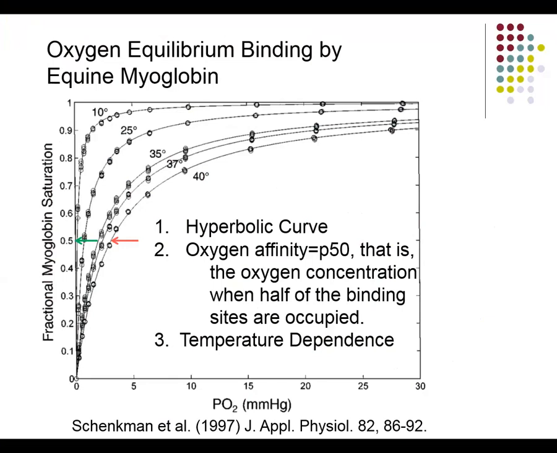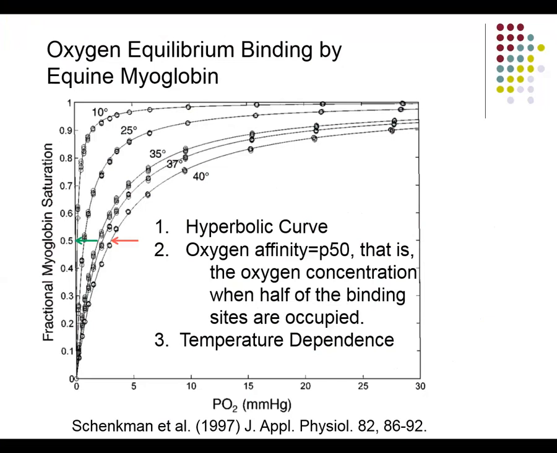Now, we see that all these curves have a hyperbolic shape. The P50 is what we generally use as the measure of oxygen affinity. The P50 is defined as the oxygen concentration when half the binding sites are occupied, and therefore, half of the binding sites in this particular case would be 0.5.